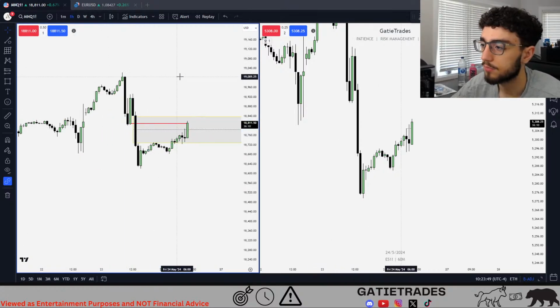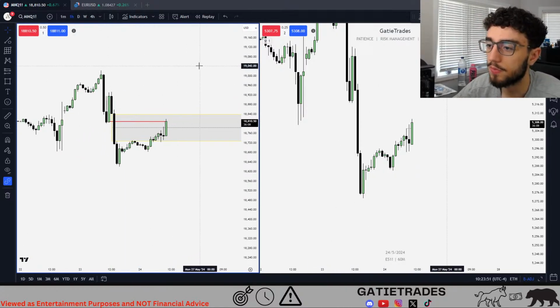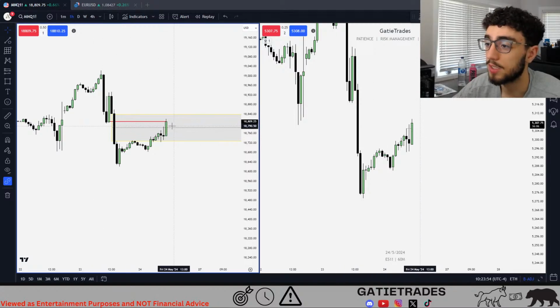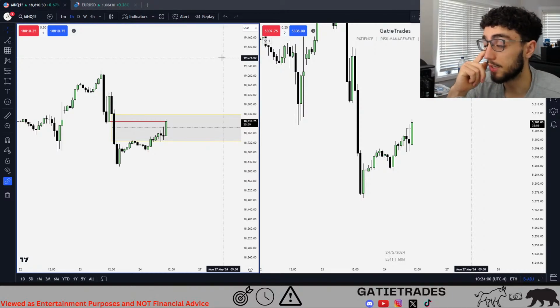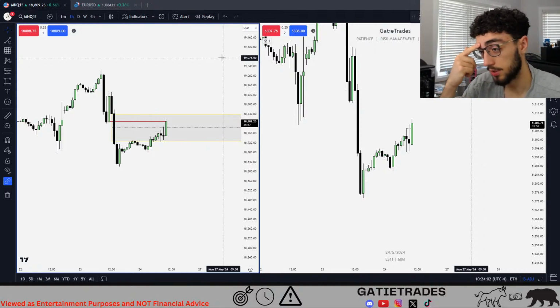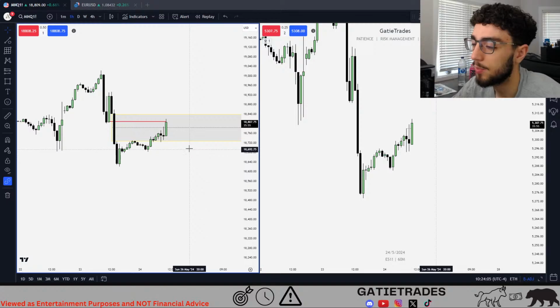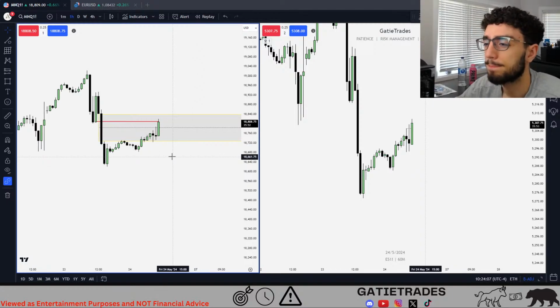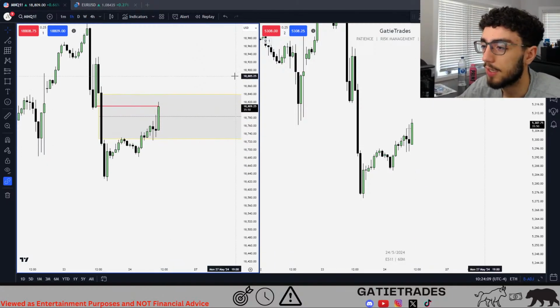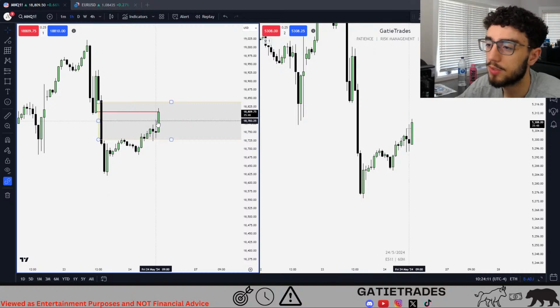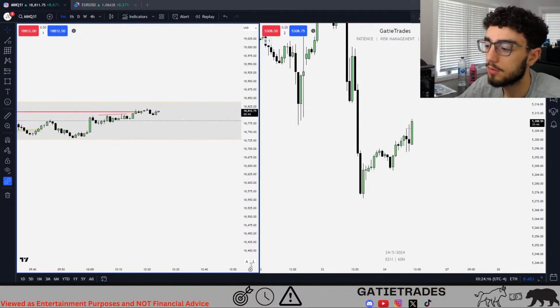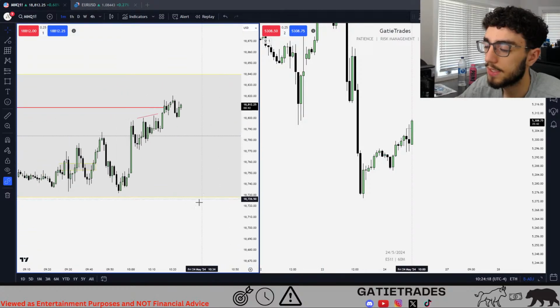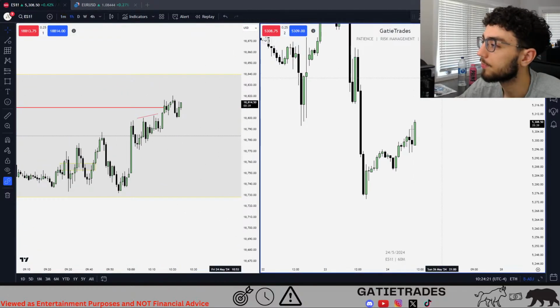It still could wick below the 50%. In which case, if it goes below the 50% and off the 1 hour order block, that's a pretty strong setup. That would be an A plus setup if you get a nice entry, depending on the entry, obviously. The way I saw it, I wanted to see it respect the 50% already. I guess we can see if it forms now.